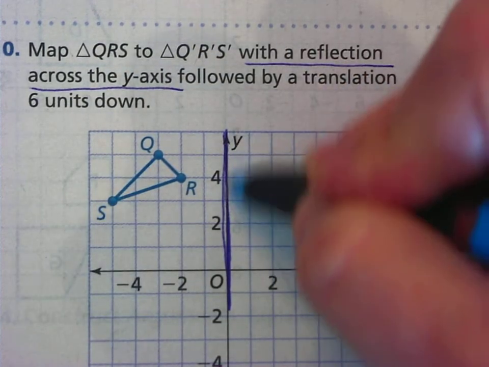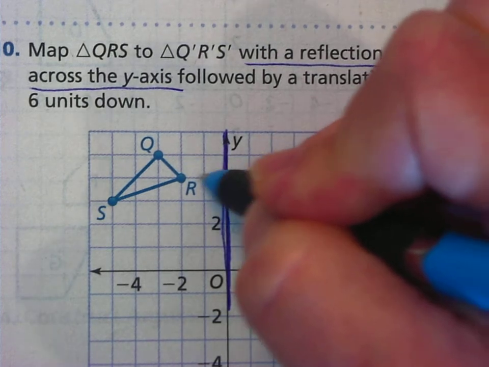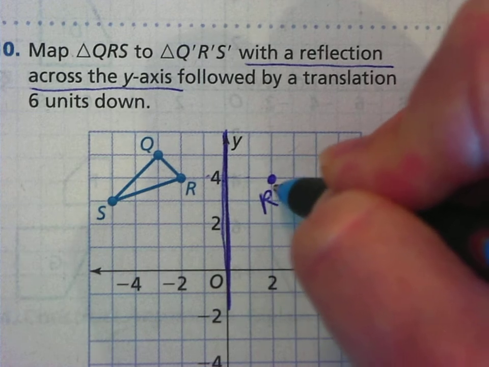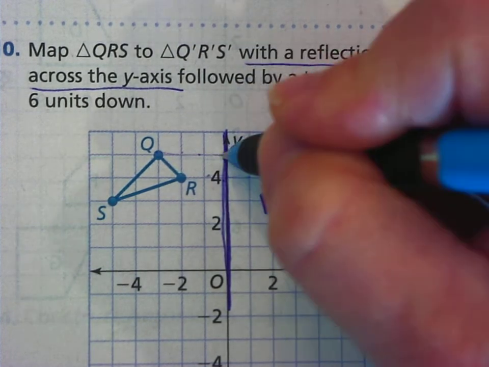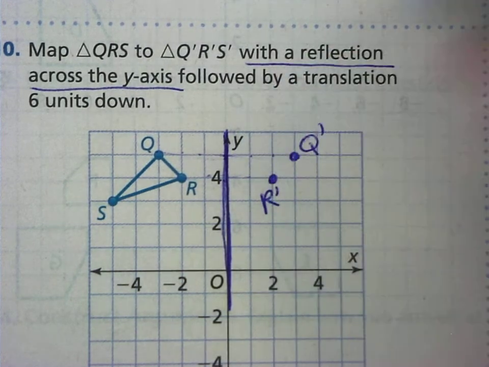So remember, you start from your line of reflection, your center line, and this is 1, 2 units to the left. We're going to go 1, 2 units to the right. That is where R prime is. Q is 1, 2, 3 units to the left. Go back to the center and count 3 units in the other direction. They have to be the same distance from your center line.